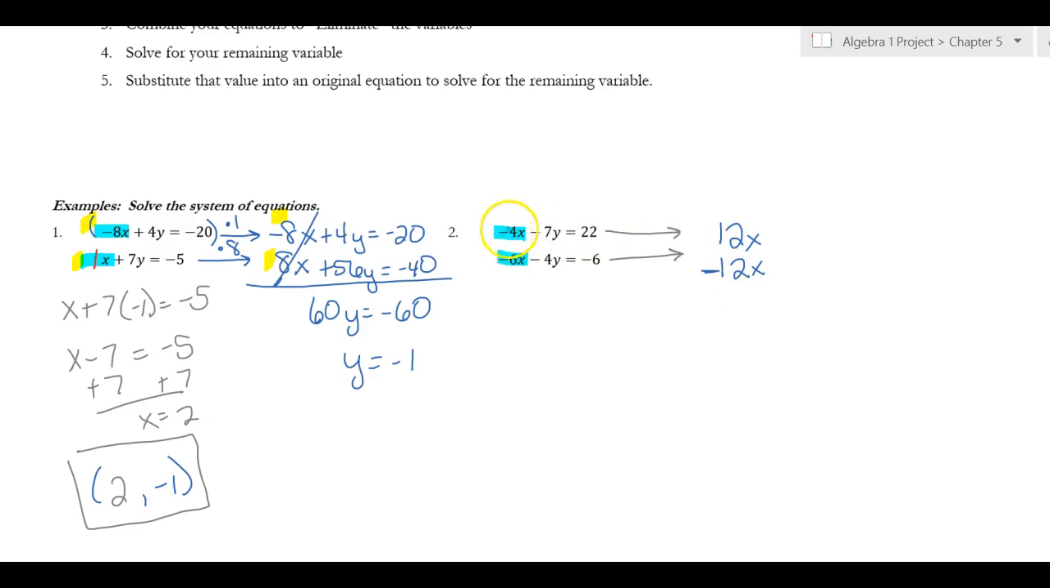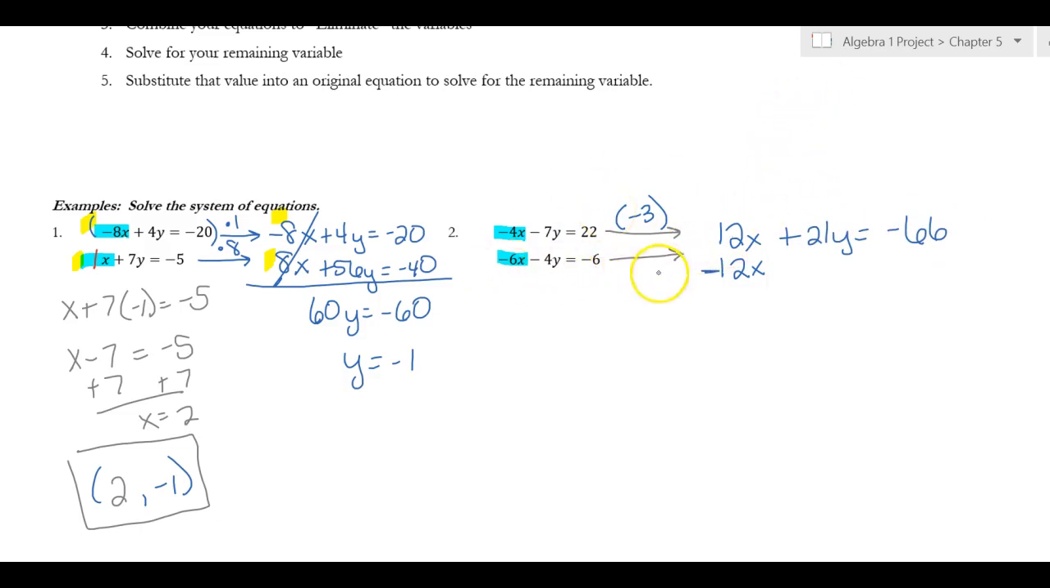So to get from a negative 4x to a positive 12x, I'm going to have to multiply everything in the top equation by negative 3. So that will give me a positive 21y and a negative 66. Be very careful with that. You have to multiply by the 3 and the negative.